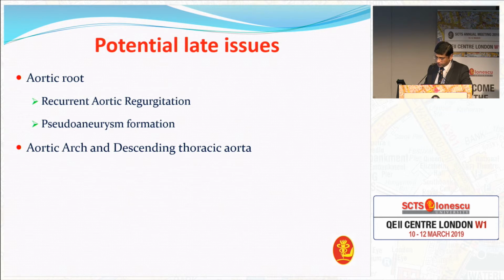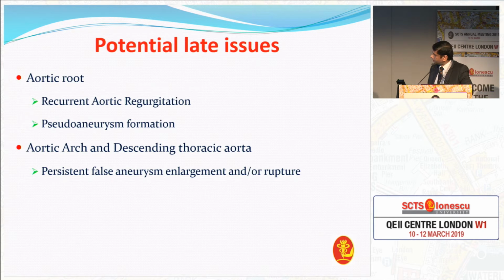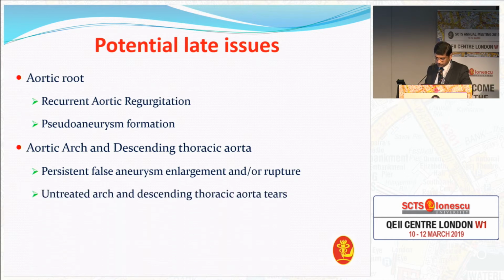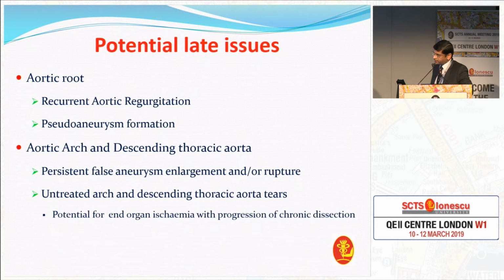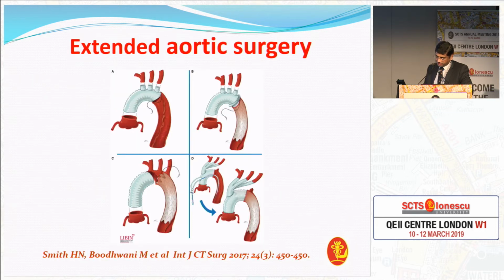And what about the aortic arch in the descending thoracic aorta? Persistent false aneurysm, enlargement and or rupture. It's a problem. And that's one of the reasons why people thought we should be able to do even better than we are doing. And of course, with untreated arch and descending thoracic aorta tears, there's a potential for end organ ischemia with progression of chronic dissection. So these things are all there. So, what have people done about it?